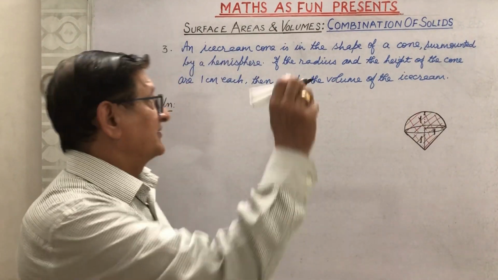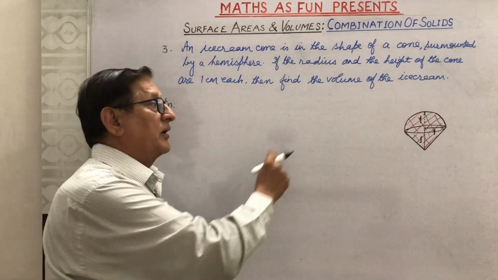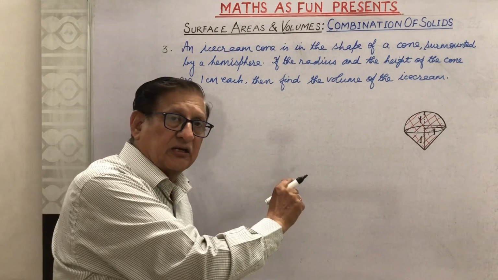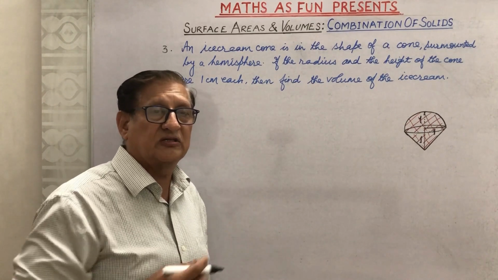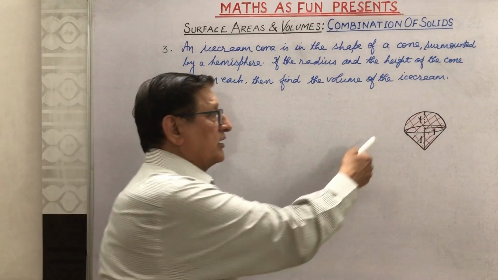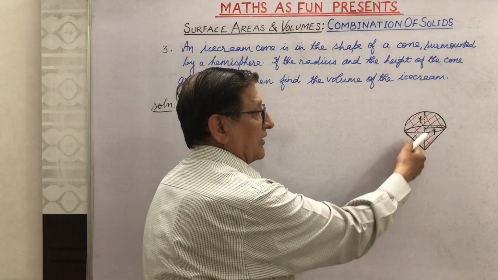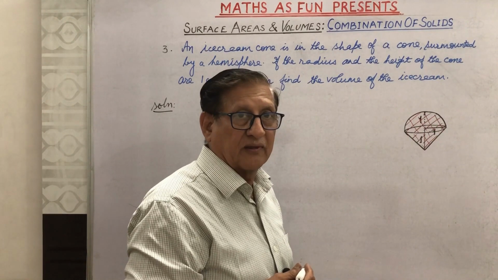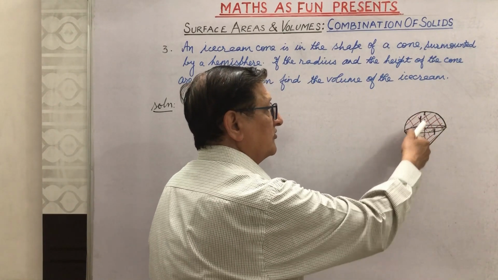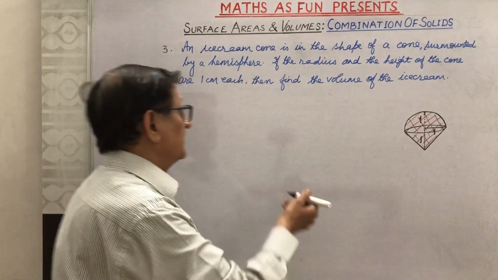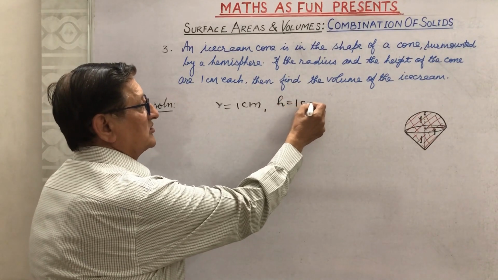The next problem is, an ice cream cone is in the shape of a cone surmounted by a hemisphere. If the radius and the height of the conical part are 1 centimeter each, then find the volume of the ice cream. We are drawing the diagram of the ice cream cone here. This is the cone whose height and the radius are 1 centimeter each. Obviously, the radius of this hemispherical part also will be 1 centimeter. It means the radius is equal to 1 centimeter and height is also 1 centimeter.